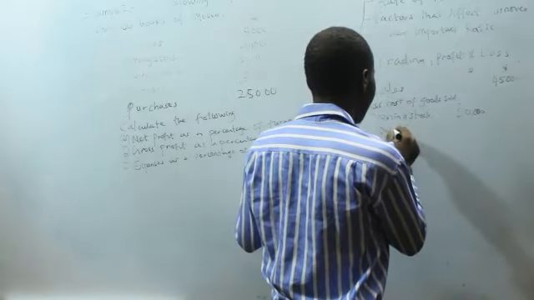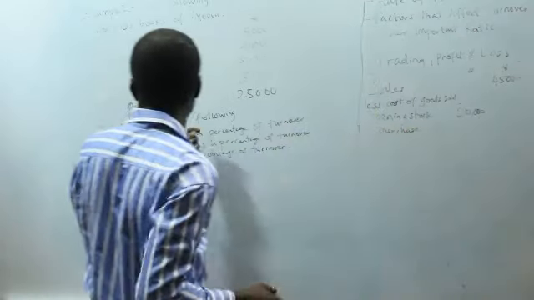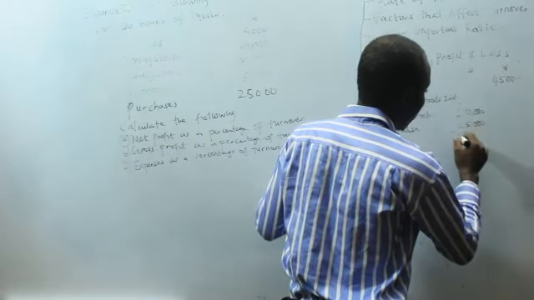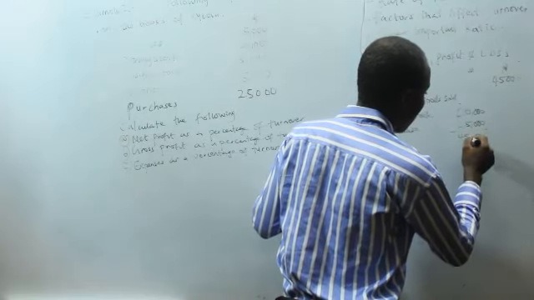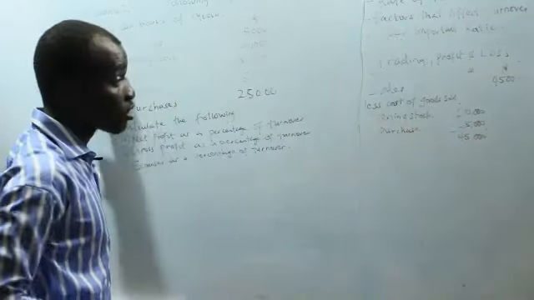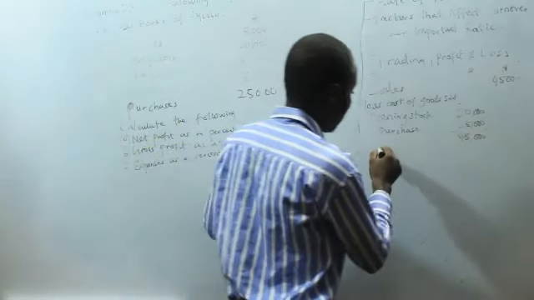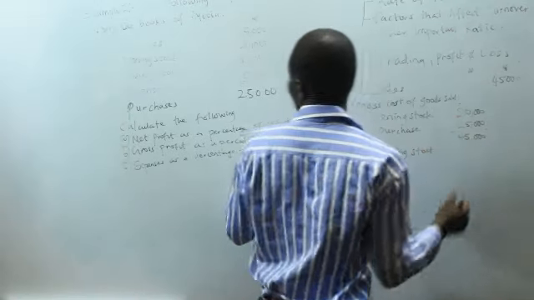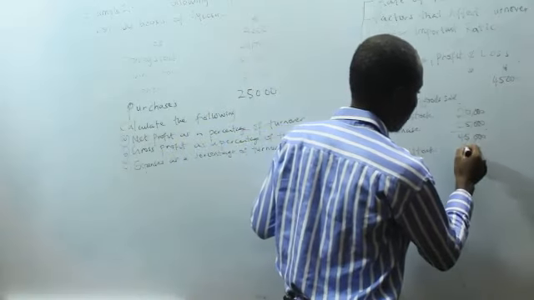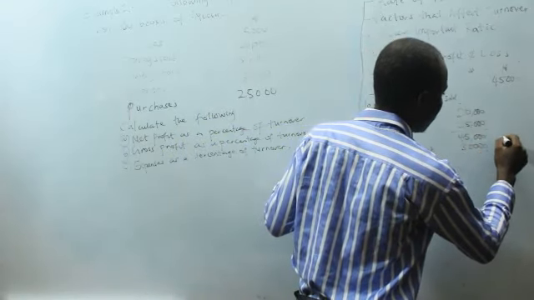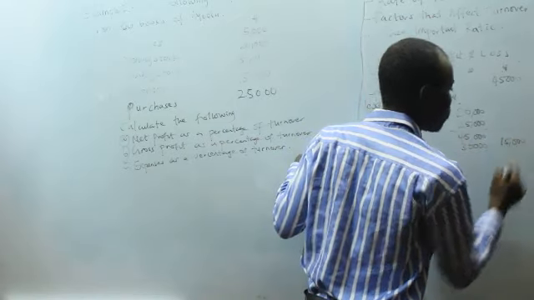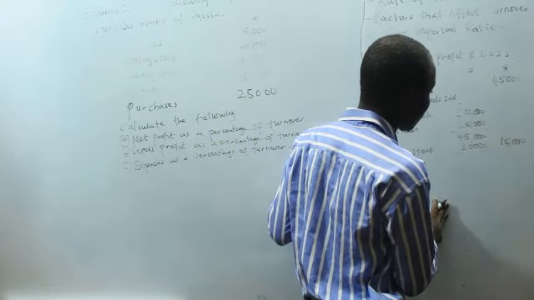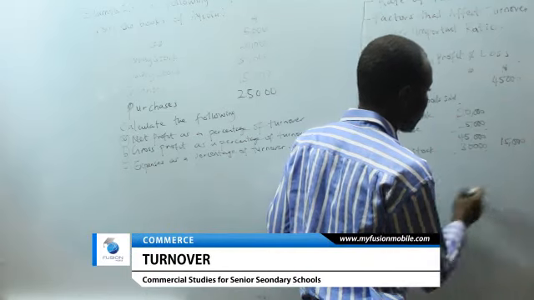Again, add purchases in the period. The purchases in the period are actually 25,000 naira. You add that to it, and that gives us 45,000 naira. And again, we have the closing stock in the period, which we deduct to determine our cost of goods sold. Closing stock in the period is 30,000 naira. So we have 15,000 naira as the cost of goods sold in the period.